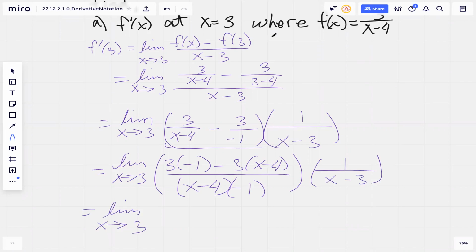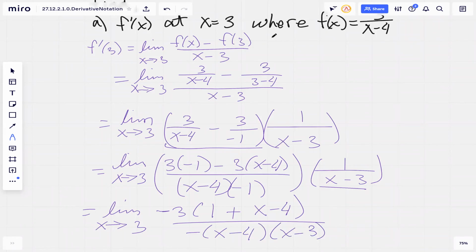Okay, so now let's see what we can do to try and simplify all this. The goal is to try and factor this x minus 3 out. So we need to find a common factor of x minus 3 in the numerator. Let's pull out the negative 3, and we're left with 1 plus x minus 4. Let's see if that helps us. In the denominator, we have negative x minus 4 times x minus 3.